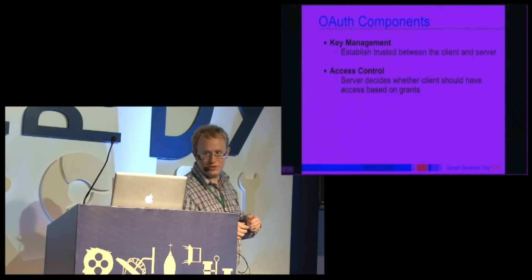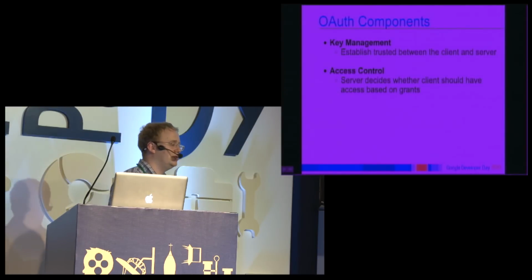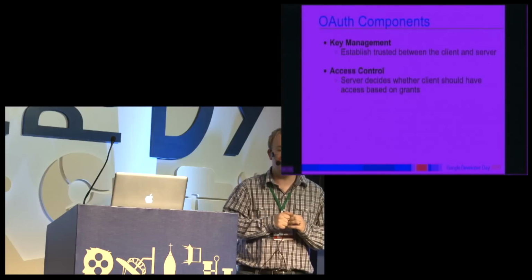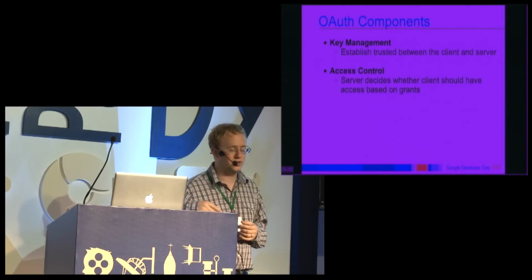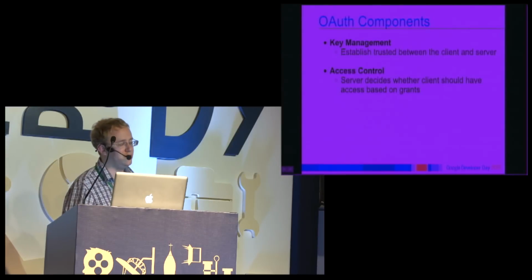There are a couple more terms with OAuth that I'd like to talk about. There's key management. So the client needs to establish trust with the server. In order to do that, the client registers with the server. You're going to be seeing that shortly. And then there's access control. The server needs to decide when it receives a request from the client whether it is going to grant access based off of the grants that have been given to that client.